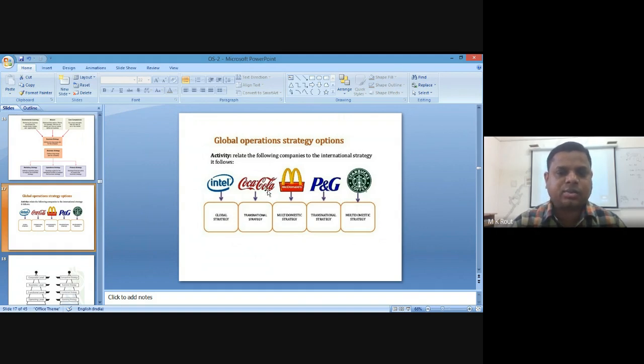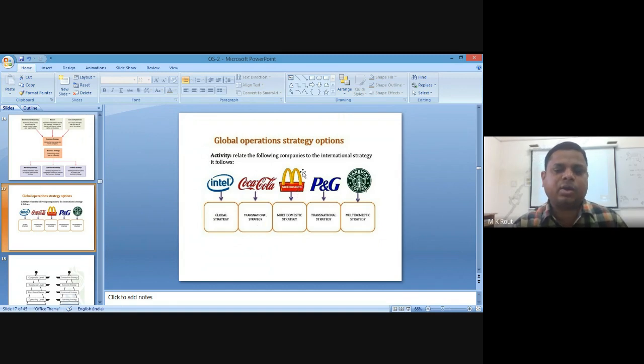The next part is in case of Coca-Cola with reference to global strategy, they use transnational strategy for the rural part. In case of India, they are focused on rural India, but globally, they use transnational strategy. That means they have different transit networks.